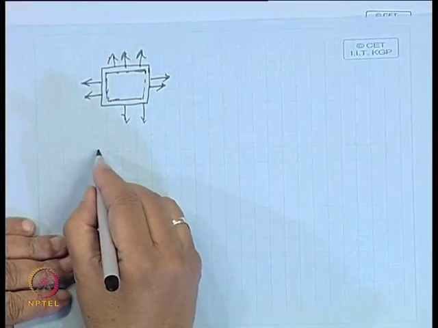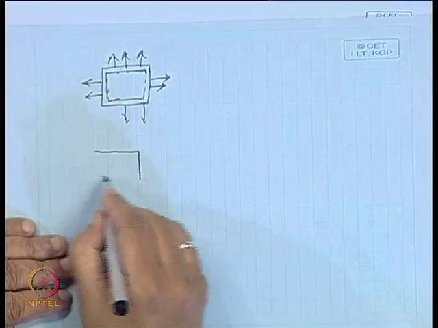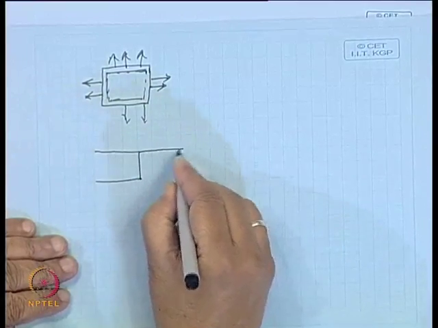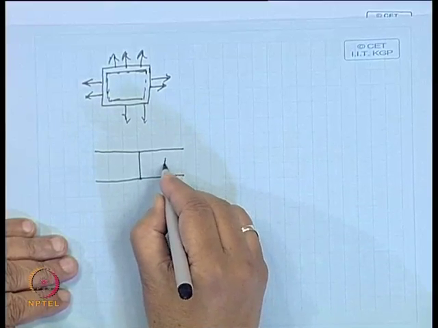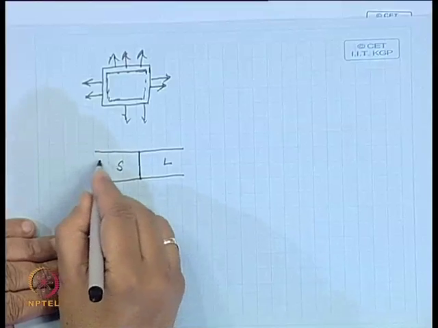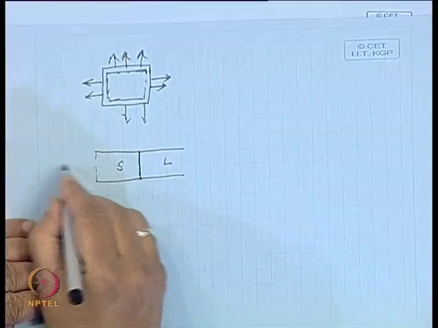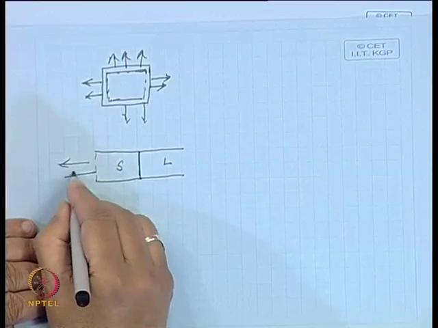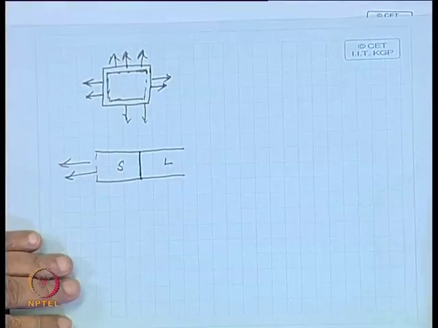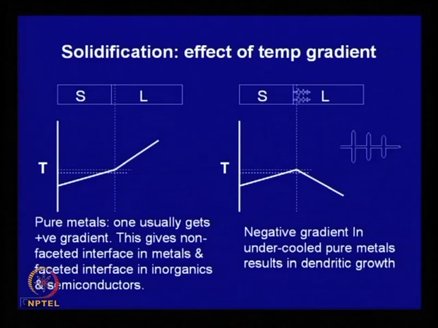Let us take a simple case where this is the solid, this portion is liquid, and this is the solid-liquid interface, and heat is being extracted from the solid only along this direction. In that case, if it is a pure metal, we have this type of a gradient.